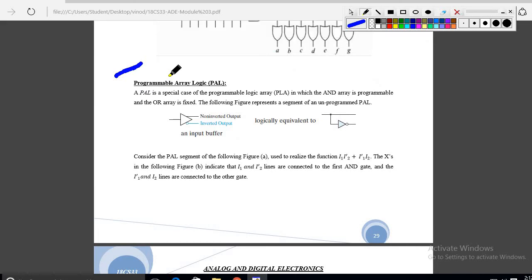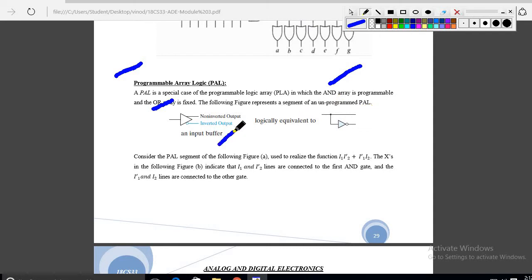This is a different case. PAL is a special case of programmable logic in which the AND array is programmable and the OR array is fixed. So AND will be programmable and the OR array is fixed, because a PAL consists of a programmable AND and a fixed OR. There it is, PAL.